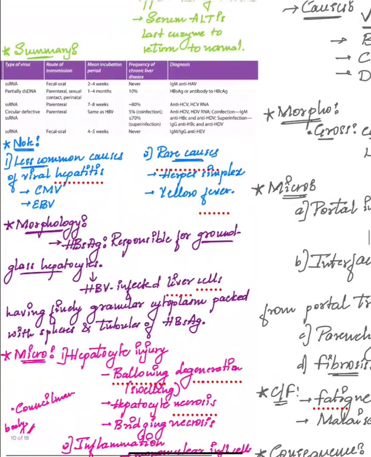Okay. There is an important note. The less common causes of viral hepatitis are cytomegalovirus and Epstein-Barr virus. The rare causes are herpes simplex virus or yellow fever.